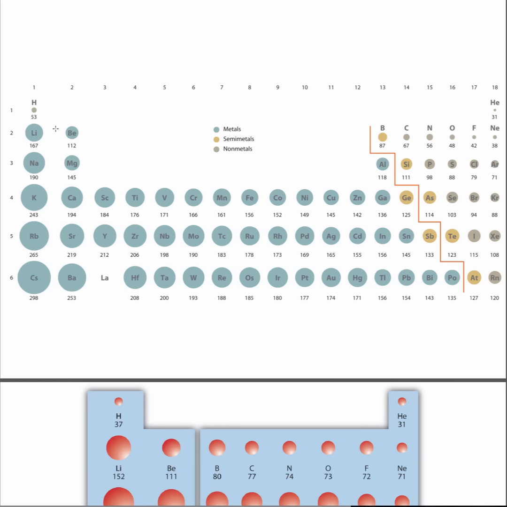But more importantly, as I look down a column, a family, or group, it's obvious that the atom should get bigger because cesium has more layers of electrons, 6, than rubidium. And rubidium has more layers of electrons than potassium, 4. And potassium has more layers of electrons than sodium, 3. And lithium has more layers of electrons than hydrogen, 2. And hydrogen only has 1 layer. So of course they get bigger as you go this way.